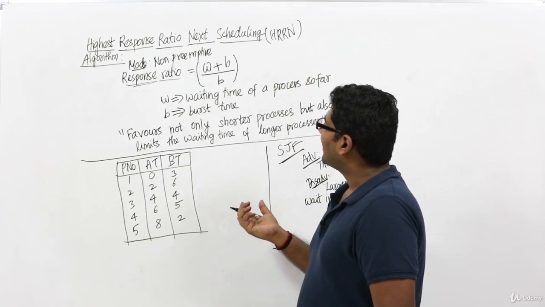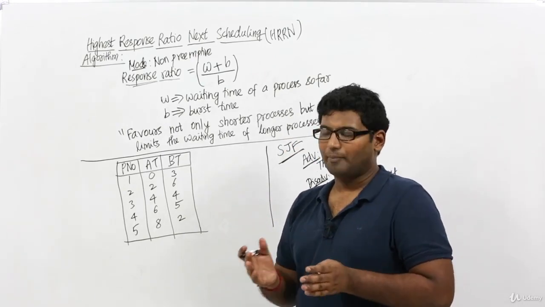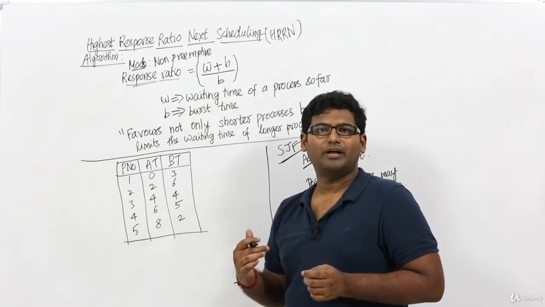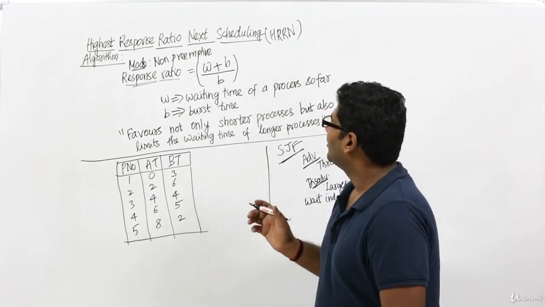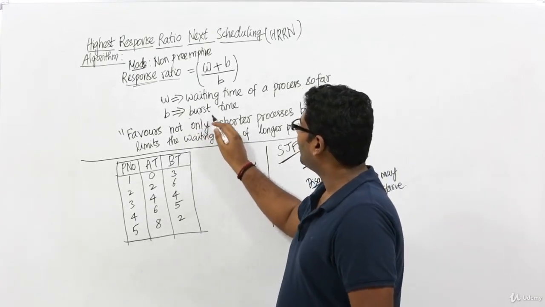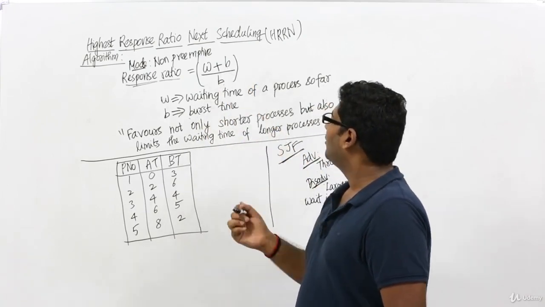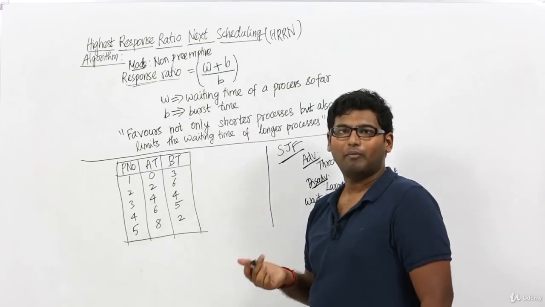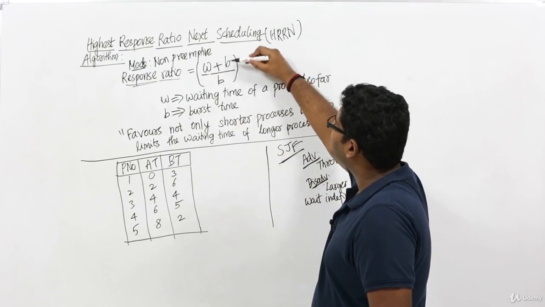So we are making sure that a process which is waiting for a very long time gets scheduled. We are not making that process starve, okay, fine. Also, it has one more advantage. It also deals with one more thing, called burst time. Now it has addressed the problem of starvation using this W. Also, it is dealing with the burst time.